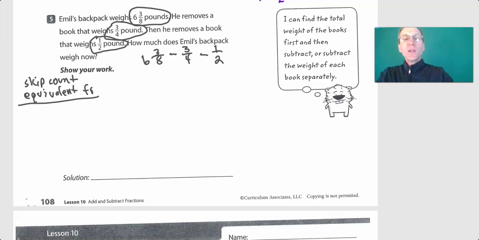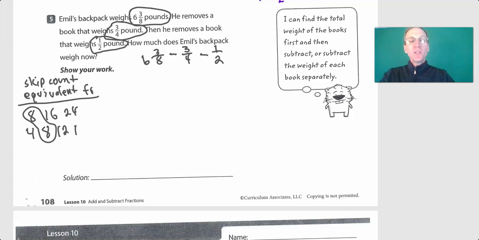So let's do this first one, 8s and 4s. Skip count by 8: 8, 16, 24. Skip count by 4: 4, 8, 12. And already you can see this is the first one. If I kept going, I could count by 4s and get up to 16 next, right? But the first one, if you work with the smaller numbers, it's much easier.